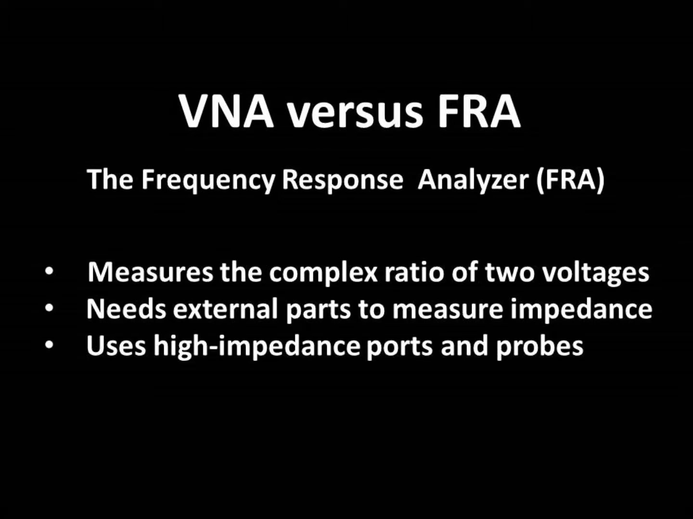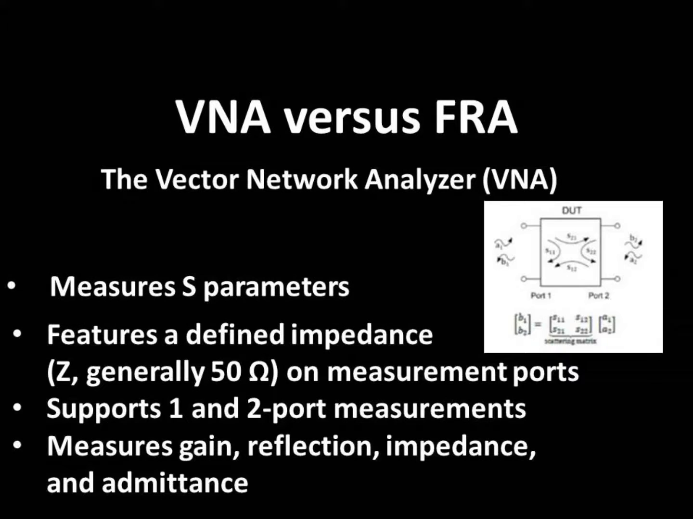The FRA, which is also known as a Low Frequency Analyzer, or LFA, or gain phase meter, typically provides a low impedance oscillator output and two high impedance ports designed for the purpose of measuring gain and phase as channel 2 divided by channel 1. The VNA typically has two 50-ohm ports and can measure S parameters S11, S12, S21, and S22 as gain, impedance, reflection, or admittance.